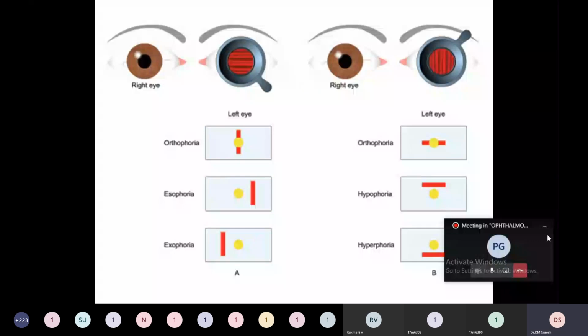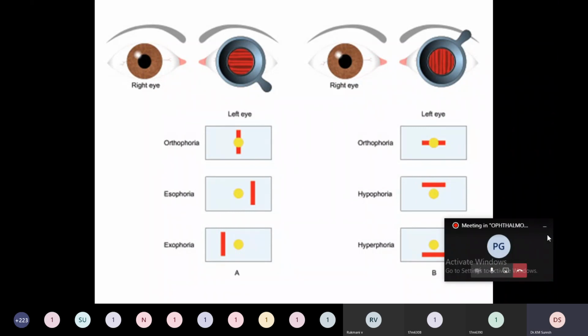So in orthophoria, as you see, in one eye the light is seen which is yellow in color, in the other eye the red line is seen. Both the things are coinciding in orthophoric people, but in esophoria they are in different places, and the distance between the two is measured by the Maddox tangent scale, and the degree of deviation is calculated. So hypophoria, hyperphoria, and exophoria. These are the diagrammatic representations of various phorias.